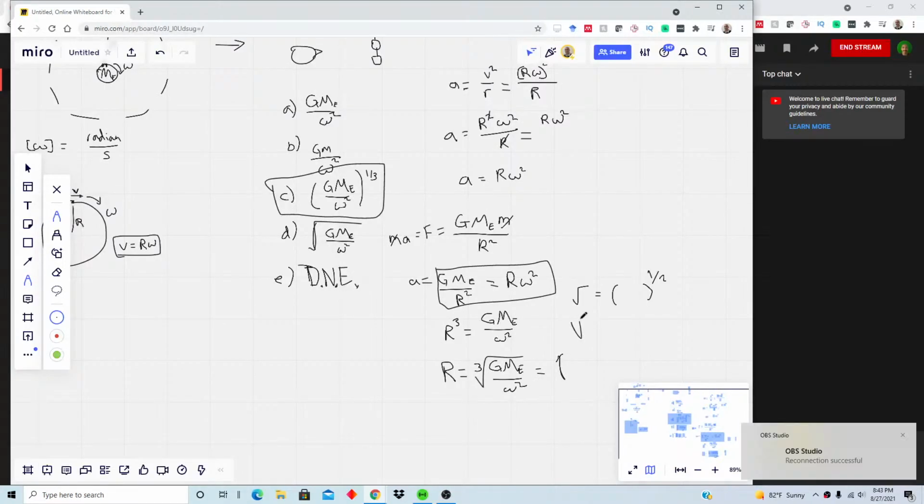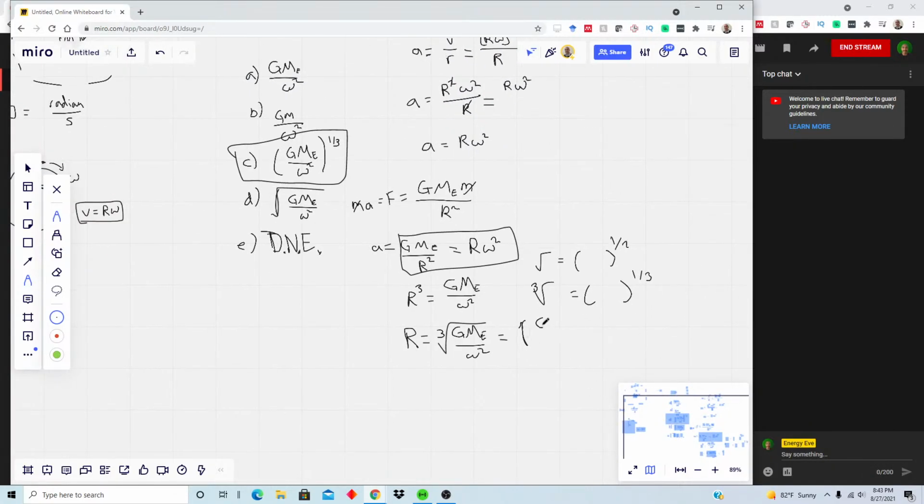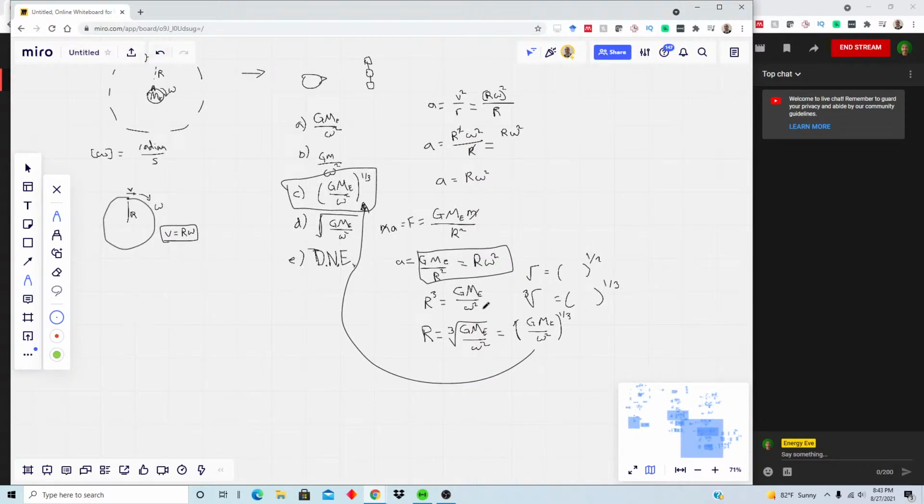Just in case, cube root of something is the same as raising it to the 1/3 power. So this is the same as G big M little e over omega squared, all to the 1/3, which is C. Boom, boom. Yay. That was a pretty neat problem.